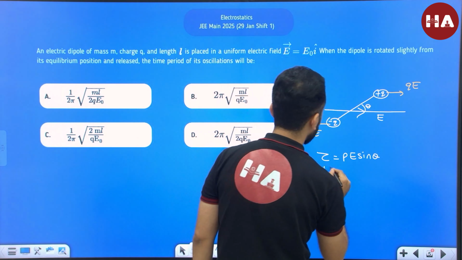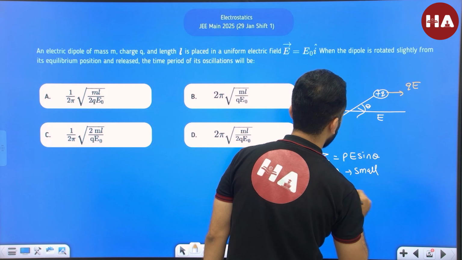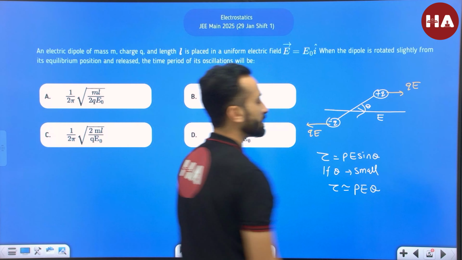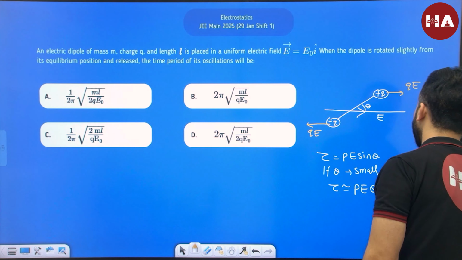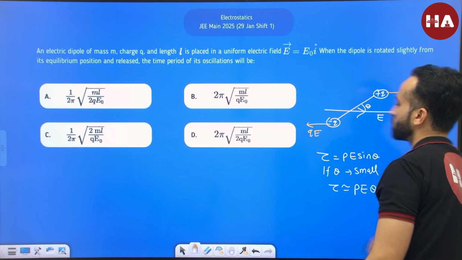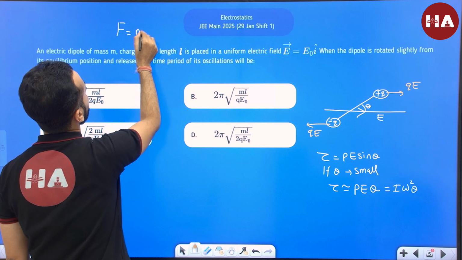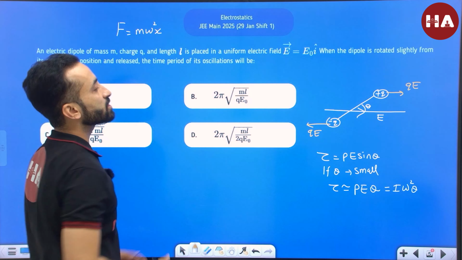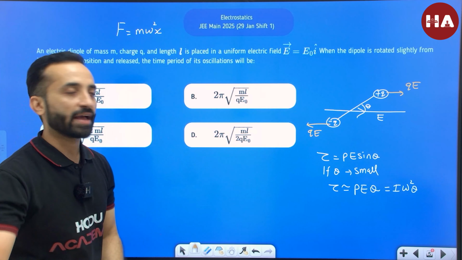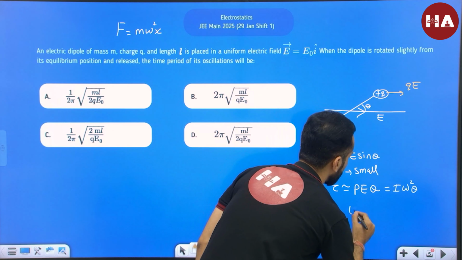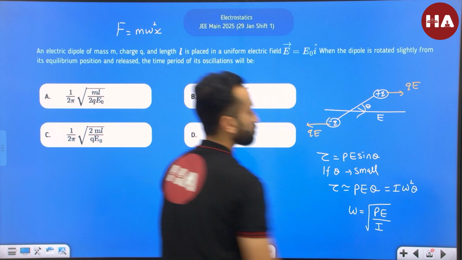But if we assume that theta is very small, which is given in this question, then we can approximately write it as PE theta. Now if it is PE theta, we can equate this to I omega square theta, because this is the restoring torque. Just like in SHM, if the restoring force is m omega square x, so restoring torque, instead of m, now we have moment of inertia, instead of x we have theta. So the value of theta here cancels out and we have PE by I, my dear students, that's omega square.